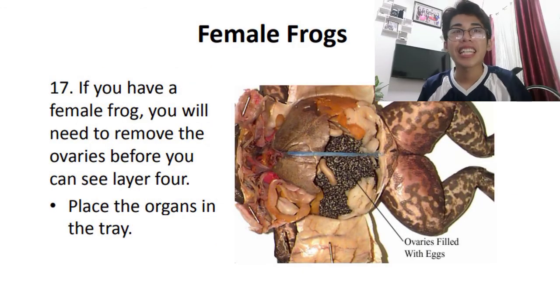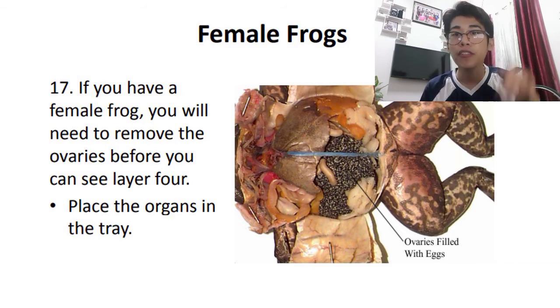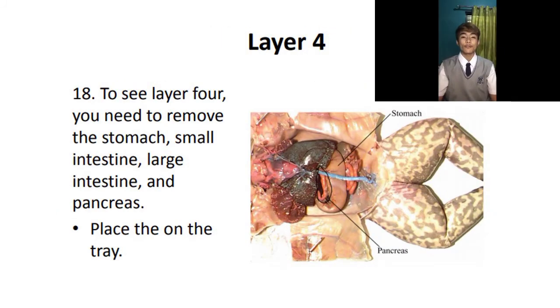Female frogs. If you have a female frog, you will need to remove the ovaries before you can see layer 4. But first, place the organs in the tray. Layer 4. 18. To see layer 4, you need to remove the stomach, small intestine, large intestine, and pancreas. Place them on the tray.